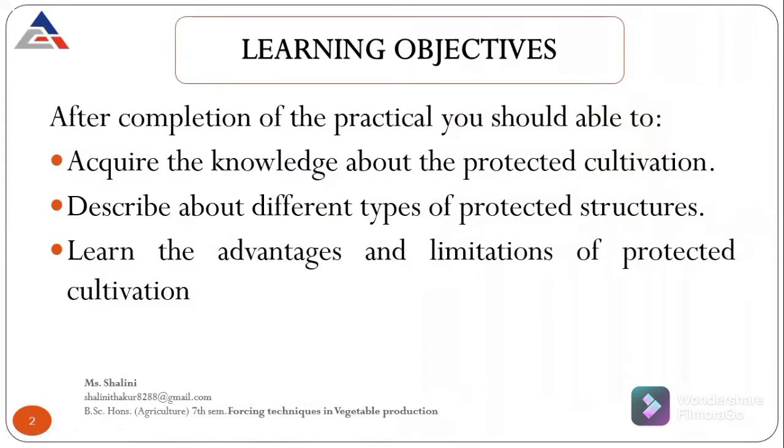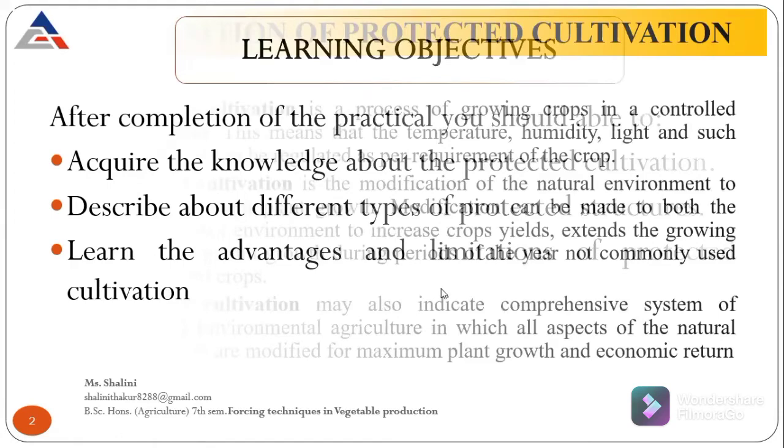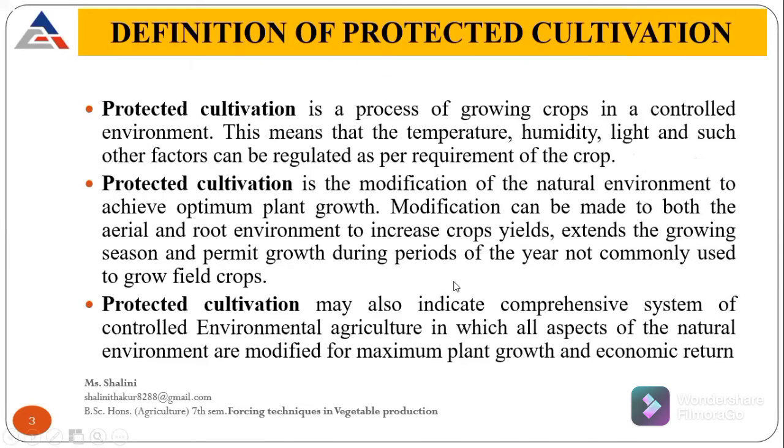After the completion of this practical, you should know about the different types of protected structures. You get the knowledge about protected cultivation, and you also know about its advantages and limitations. The definition is the same as we studied in our theory lecture: it is a process of growing crops in a controlled environment, in which we are controlling the temperature, the humidity, and the light.